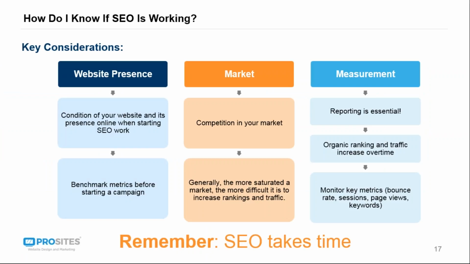Okay, so if we're talking about SEO, you have to know that it's working because it's a lot of work to implement all of these different things. A couple of things to consider before you decide whether it's working or not is your current website presence before you start any SEO program. So really ask yourself, what's the condition of your website and its presence online? And then you're going to want to ask which metrics are important for you. And if you're hiring an SEO company, they can help you walk through that.